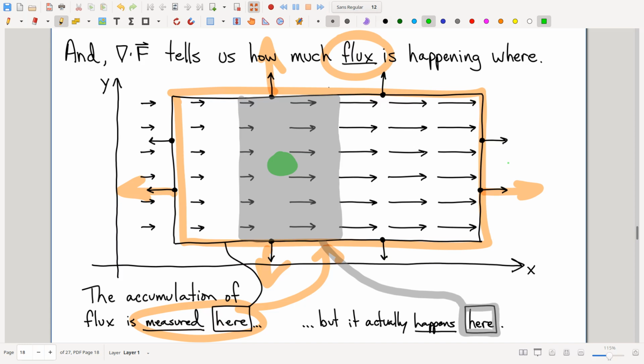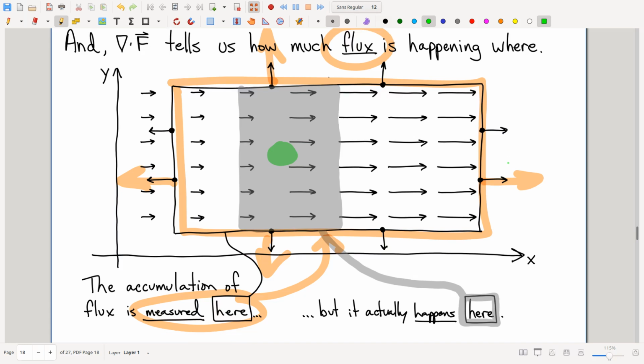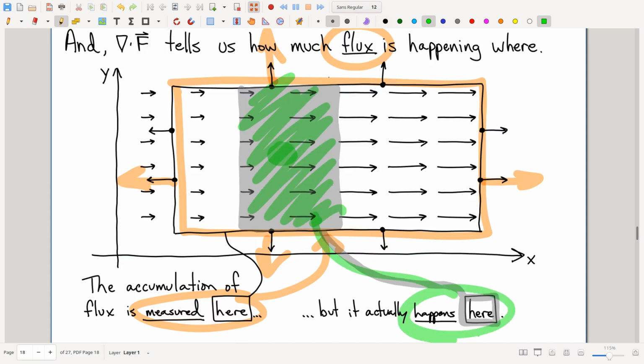So again, you see the flux on the boundary. It's actually happening right where the divergence says it is. It's actually happening right there. That makes sense?